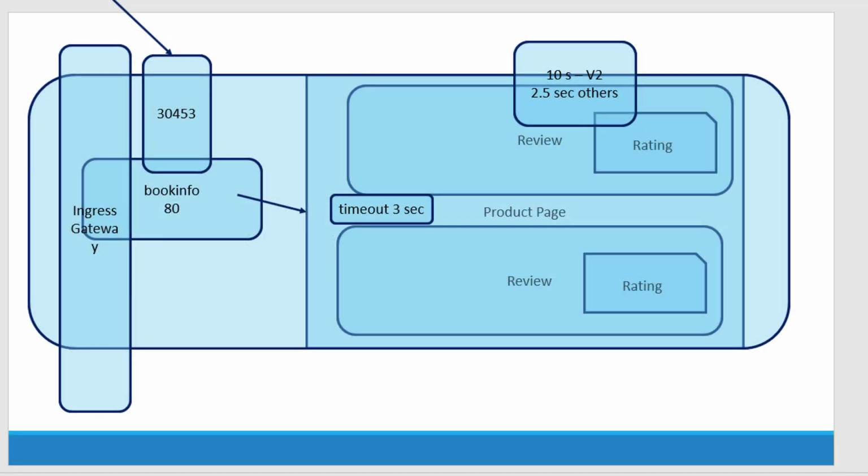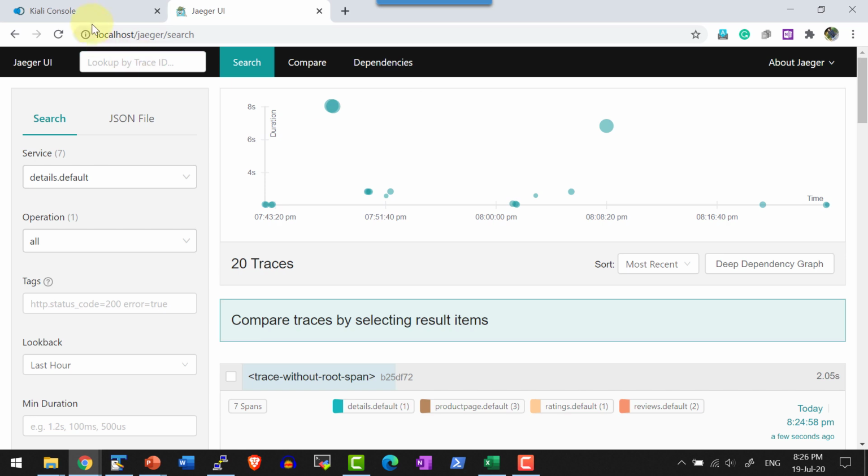Hi. In the earlier lecture, we learned about how to artificially inject a delay into the microservices using the fault and fixed delay. Now, let's understand how to override the hard-coded timeout within the microservices using virtual service. So within the product page, we have the timeout as 3 seconds, and for the reviews, we have the timeout as 10 seconds for version 2 subset and 2.5 seconds timeout for other subset. Let's get into the virtual services and check the current status.